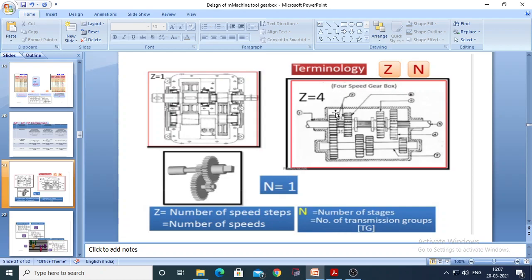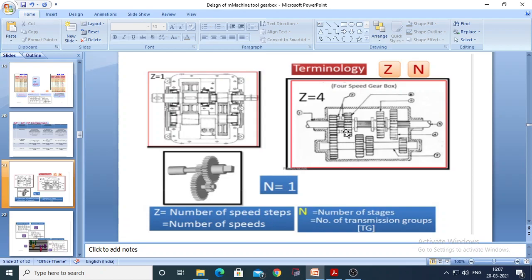A 4 speed gearbox is given, which means z, the number of speed steps, is equal to 4. Then check the number of shafts we are using. If we are using 2 shafts, then there is only one transmission group. If we are using 3 shafts, then there are 2 transmission groups or 2 stages. Here we are using 2 shafts, that's why the number of stages is equal to 1.